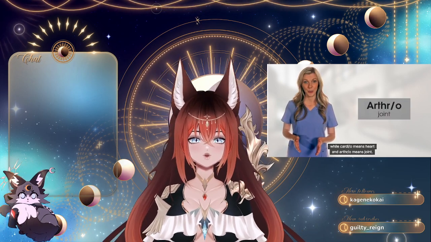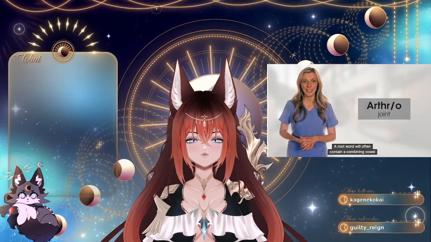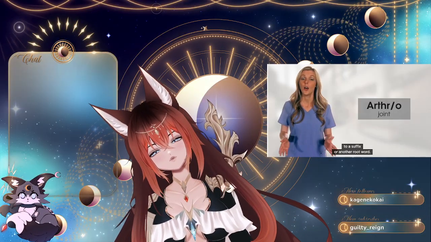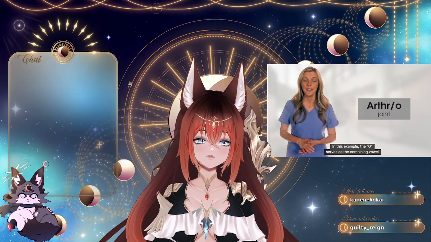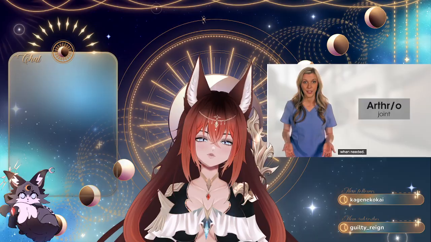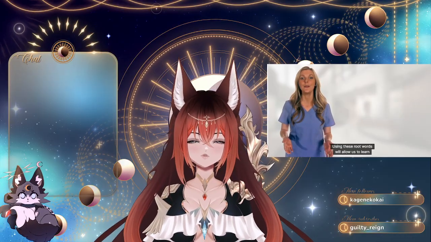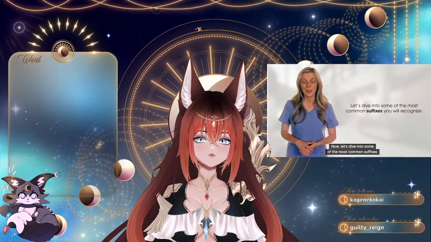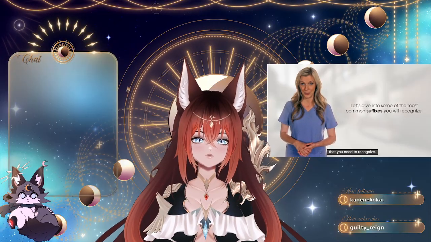and arthro means joint. A root word will often contain a combining vowel that allows it to be smoothly connected to a suffix or another root word. In these examples, the O serves as the combining vowel when needed. Using these root words will allow us to learn the following suffixes more thoroughly. Now let's dive into some of the most common suffixes that you need to recognize.